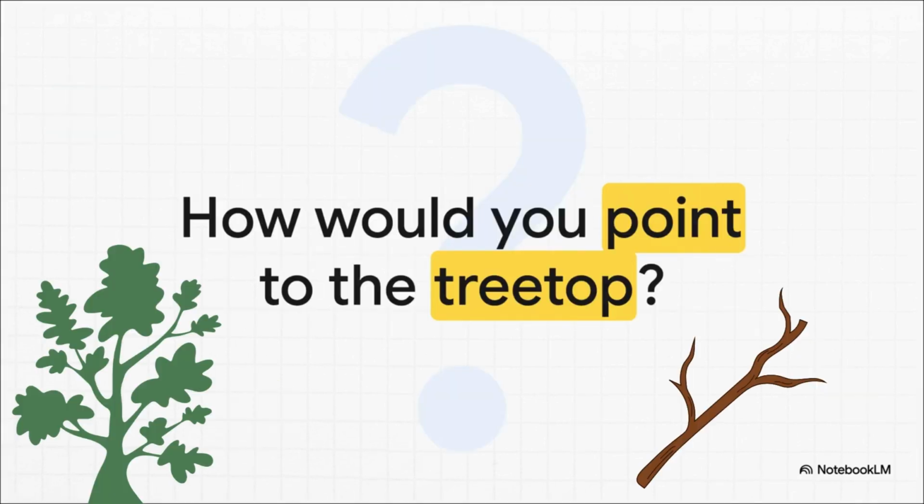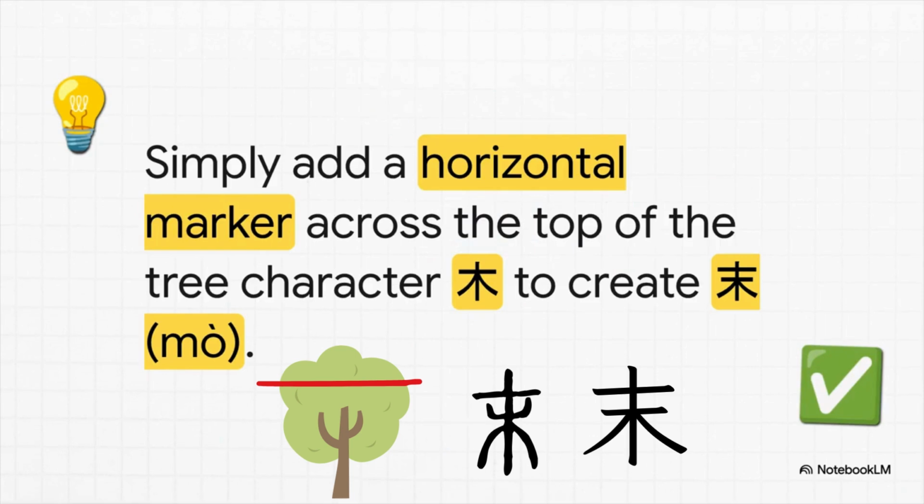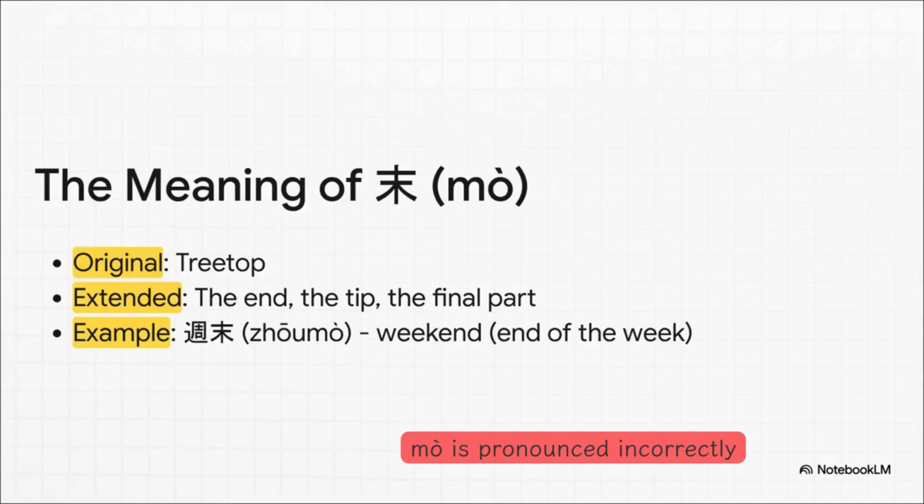So here's the question for you. Using that same pointing logic we just talked about, how would you change this character to specifically point out the very top of the tree? The treetop. If you thought, hey, just add a marker to the top, then you nailed it. That's exactly right. You just draw a horizontal line across the top branches. This new marker points right to the treetop, and just like that, you've made a new character, mo. So mo originally meant treetop.